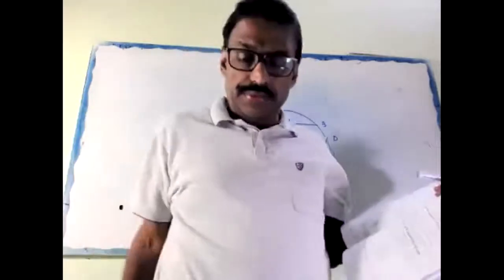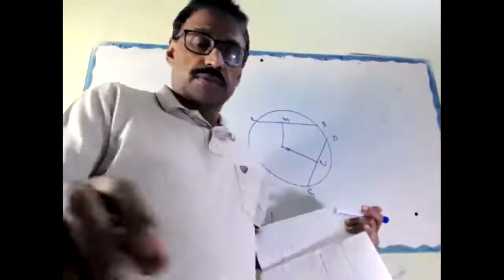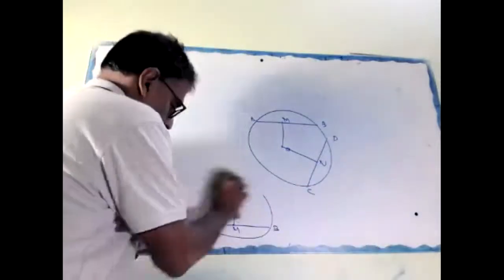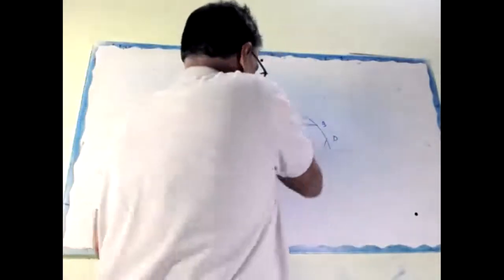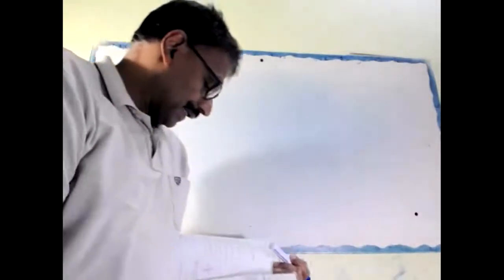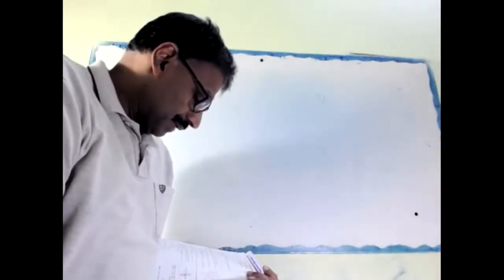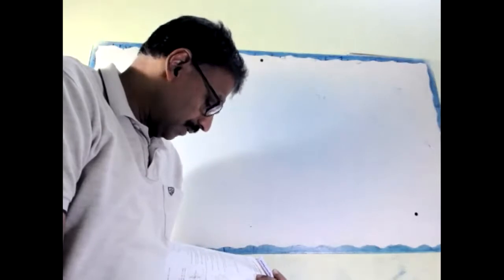Okay, look at here. I'll show this one. Listen here. If two circles intersect at 2 points, prove that their centers lie on the perpendicular bisector of the common chord.